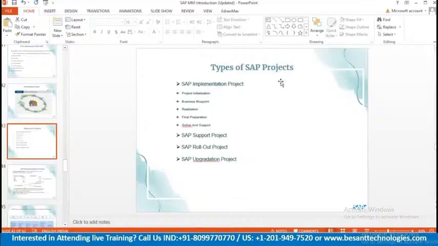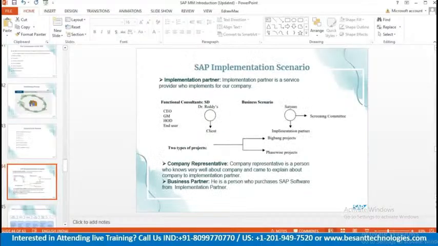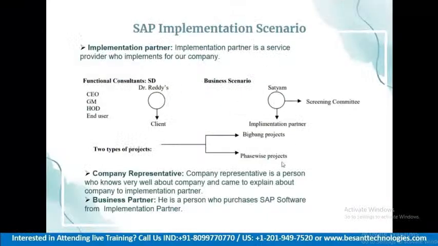So these are the project types: implementation project, support project, rollout project, upgradation project. So how do we implement? What is the implementation process? First of all, there is a client called Dr. Reddy's. He is the client, and he is a pharmaceutical company. This is a pharmaceutical manufacturing enterprise. So this company is already running on a system. They wanted an SAP S4 HANA system.